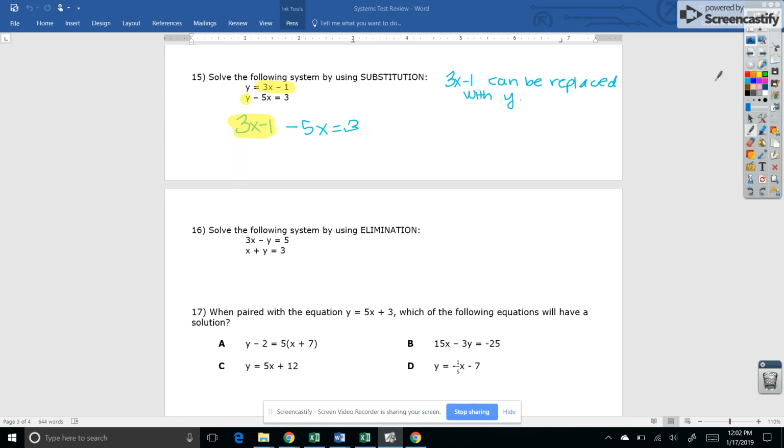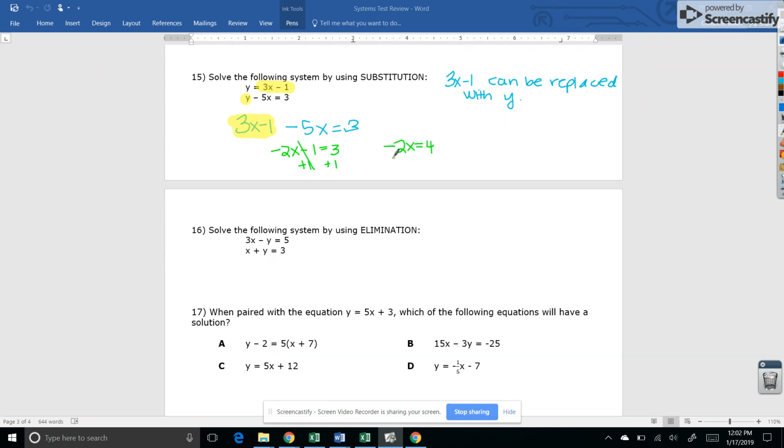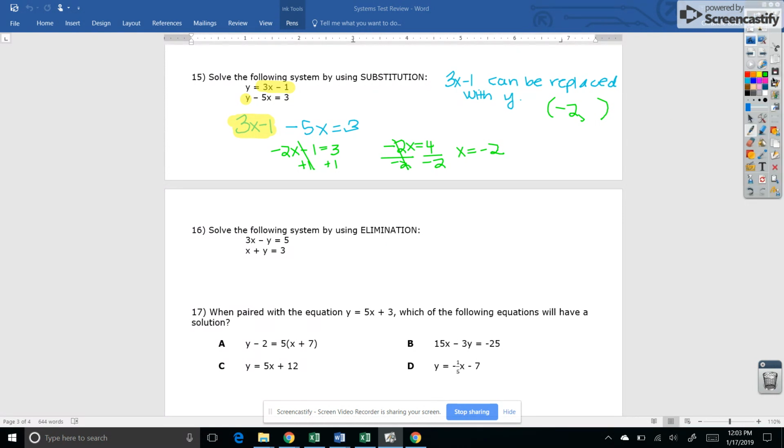Now I'm going to combine like terms. 3x minus 5x is negative 2x. Add 1, add 1. Divide by negative 2. And I get negative 2. Now that's just my x value. I've now got to find my y value. You can plug into either equation, but the top one's going to be easiest because I'm solving for y. That's what I want to know.